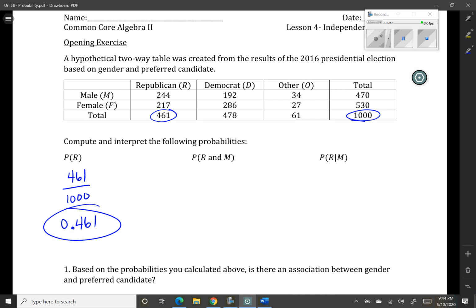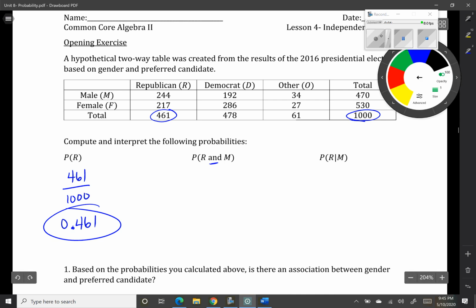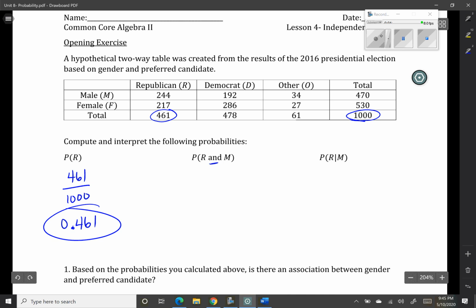For the second probability of being a Republican and being a male, this word and is telling us that both of those things have to be true. It's also telling us that we're comparing this to the total people in this survey. So the number that represents Republican and male is 244. So there are 244 people that are both Republican and male out of the 1,000 people that were polled in this survey. So that would become the decimal 0.244.